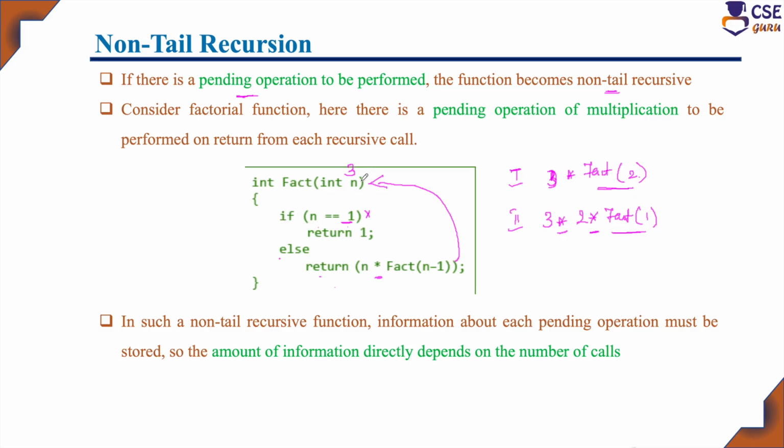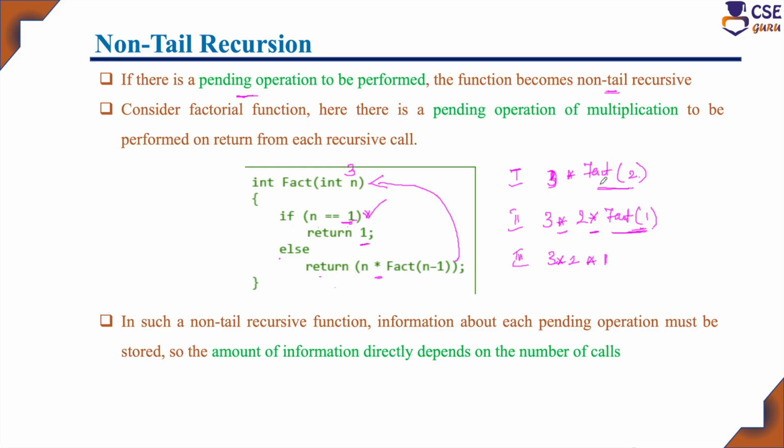But when it is returning, there is a pending operation that needs to be performed. Then the third recursive call, 3 into 2 into fact of 1. The n value is 1, in the sense that this condition is true. It will return 1 as the result.